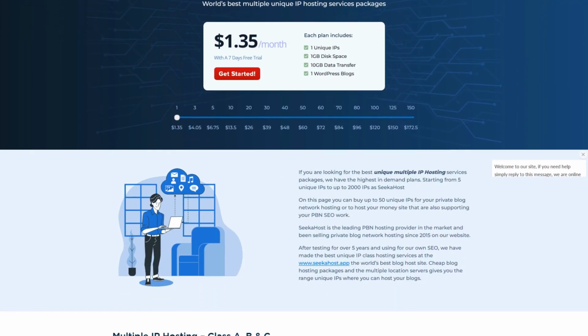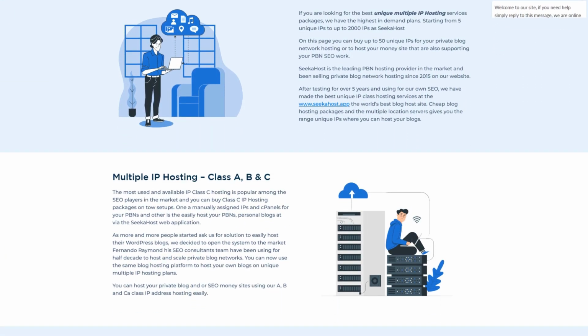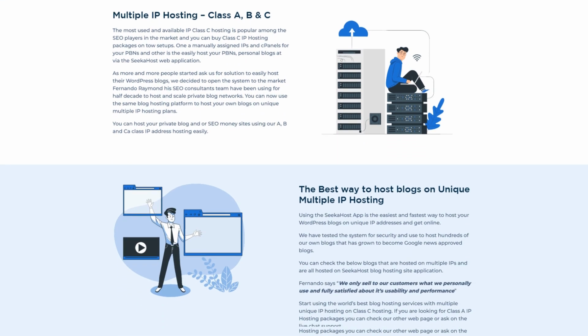I've linked an article below which goes into detail about the differences and how you can use multiple IP hosting, so you don't overcomplicate whether to use A or B.